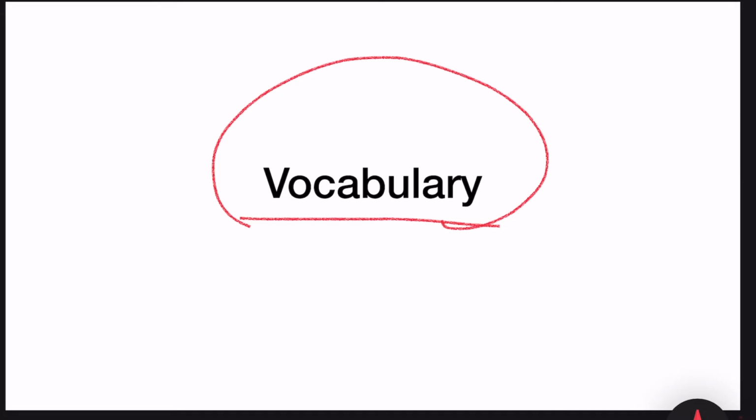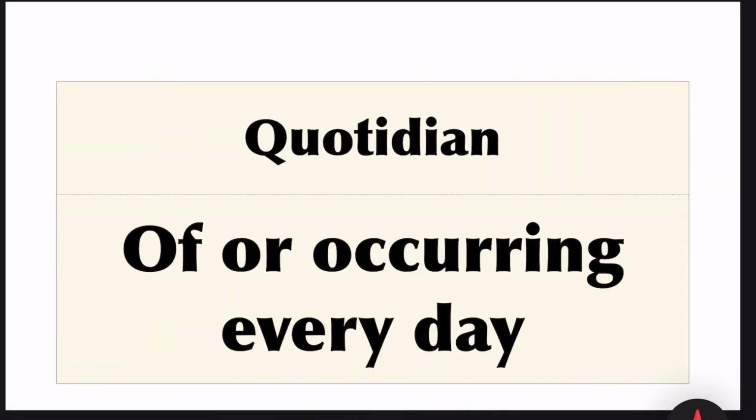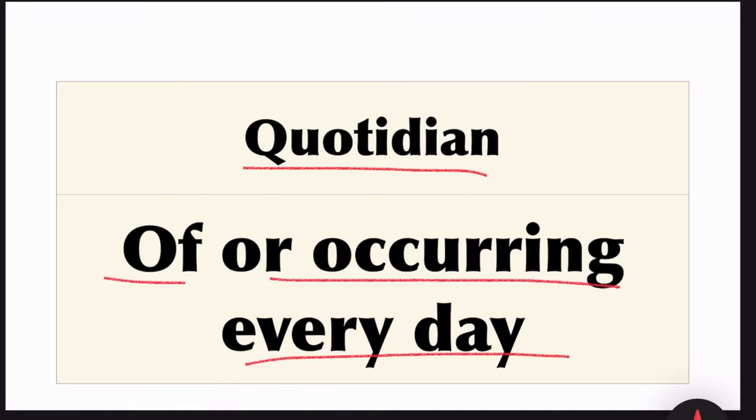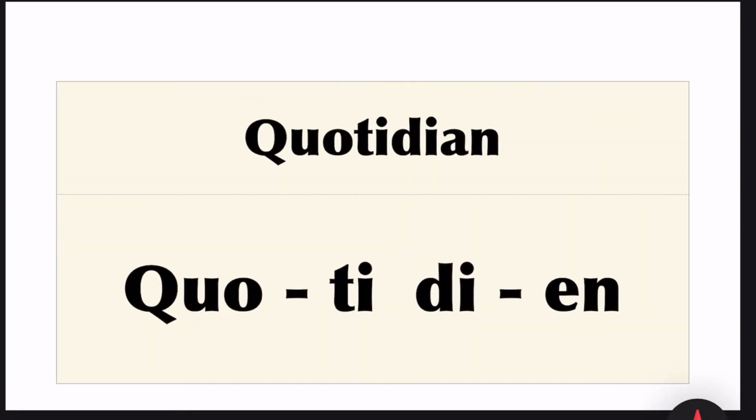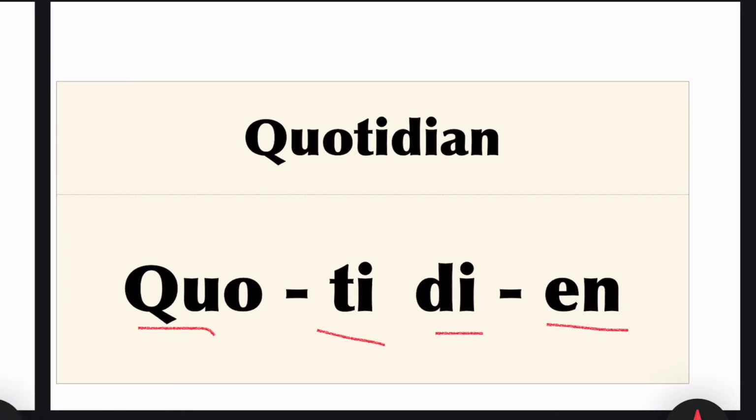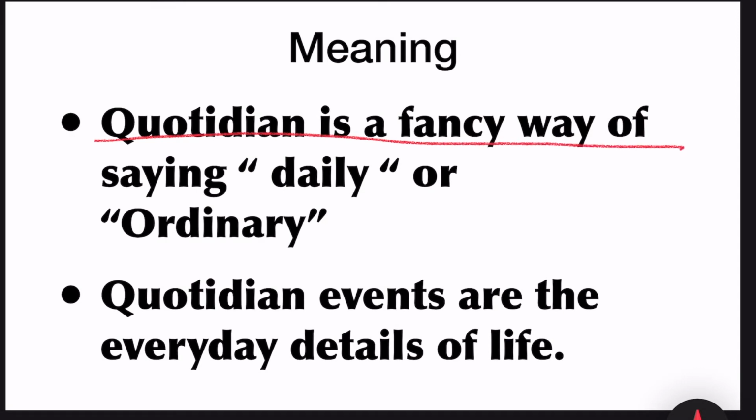To help you get started, I have identified a proven method with children who are learning English as a second language. Let's get started. The word we are going to deal with today is quotidian. Quotidian. It means of or occurring every day. The pronunciation for this word is quotidian. Quotidian is a fancy way of saying daily or ordinary.